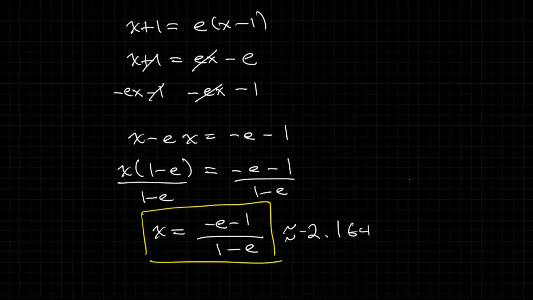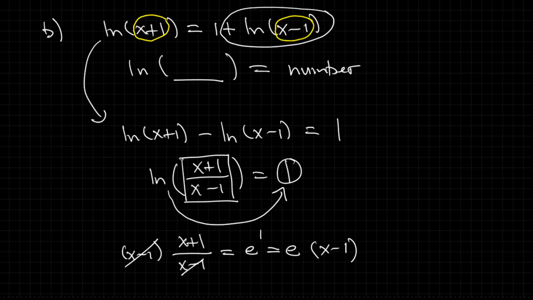Again, if this were negative, then we would not include it as a solution, because if we put negative 2.164, for example, over on the left-hand side, negative 2.16 plus 1 would still be negative.